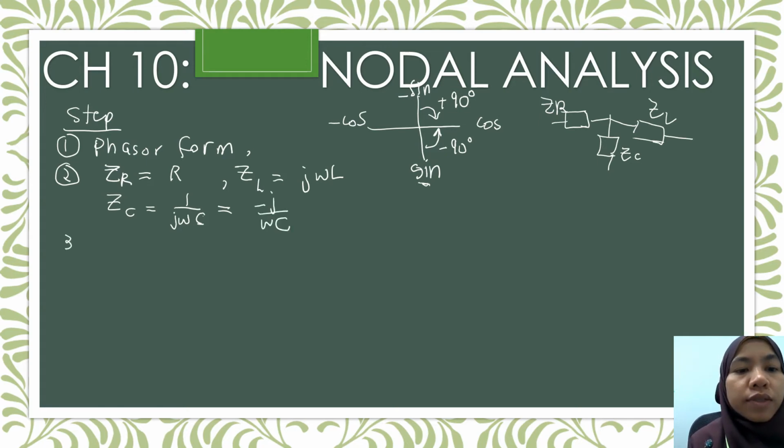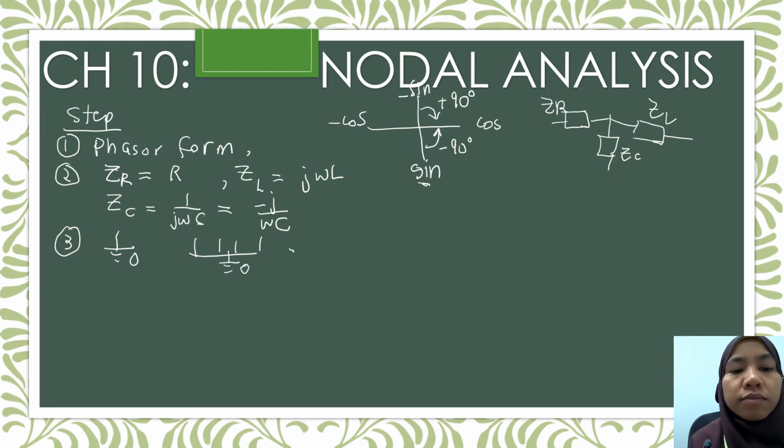And step number 3, figure out the reference point. Usually this is at the bottom of the circuit, and we put the reference point at the node with the most branches. Okay, usually at the bottom.